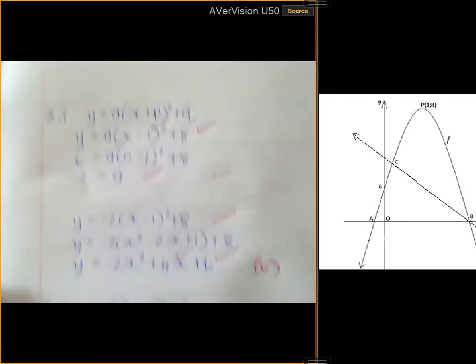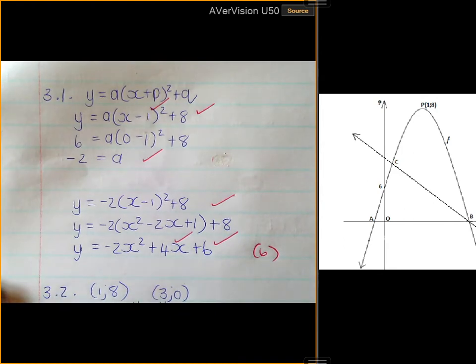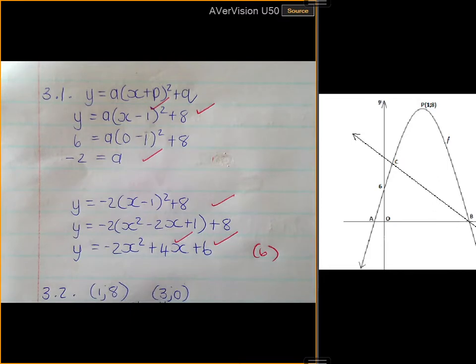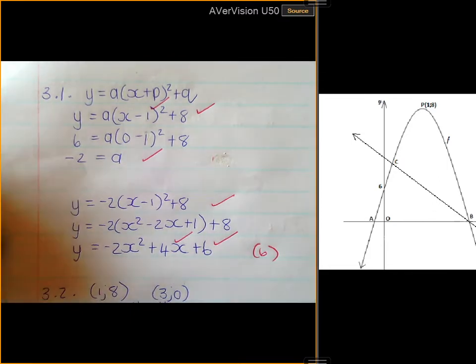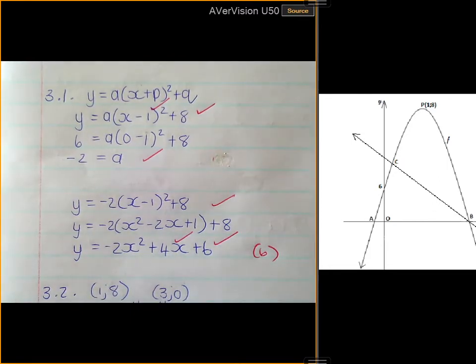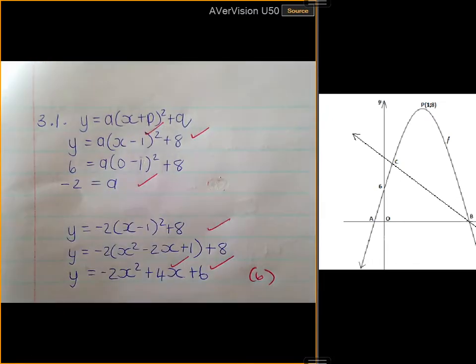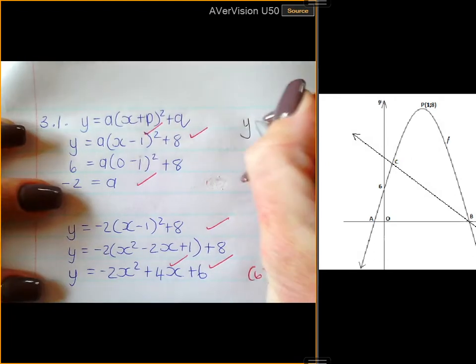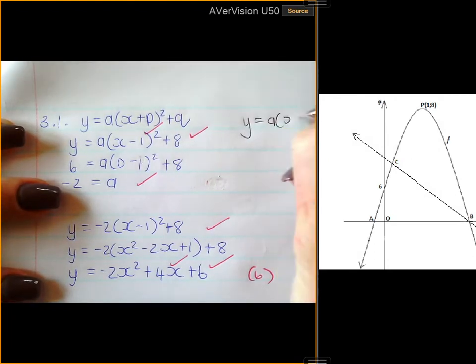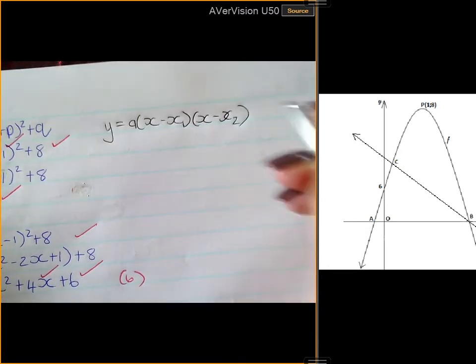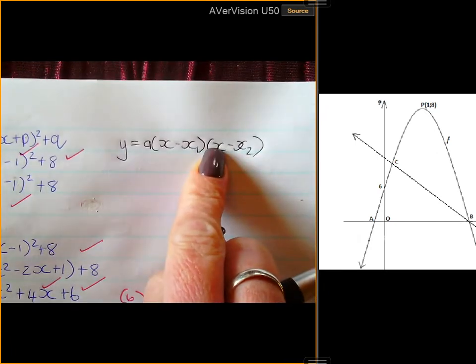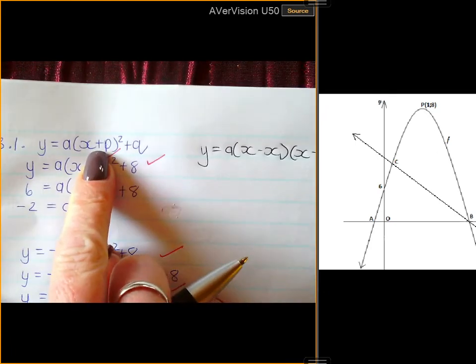Alright. You had to show that the equation is negative 2x squared plus 4x plus 6. Alright. I'm going to say this again. When we find the equation of a parabola, there are two ways. It's either with the PQ form, that one there, or the other one is when you have the two x-intercepts. So it's x minus x1, x minus x2. This one you use when you've got two x-intercepts. This one you use when you've got the turning point.